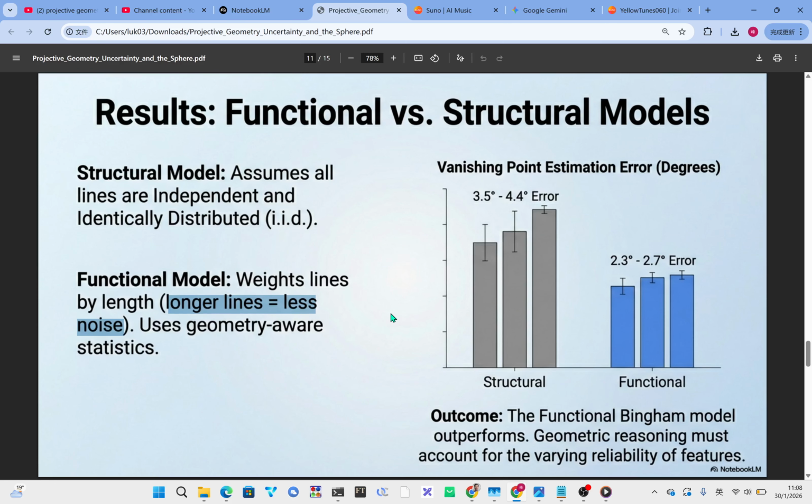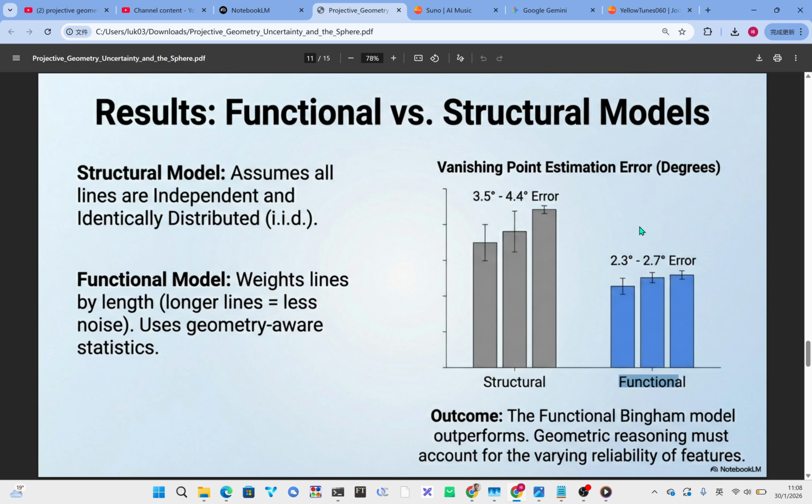And because he was using Bingham's distribution, he could bake that trust directly into the math. The result: he got the orientation of these buildings correct to within 2.3 to 2.7 degrees. For 1993, that feels incredibly precise. It's construction grade. It proved that respecting the geometry pays off in accuracy. It showed that the functional model was vastly superior simply because it handled the uncertainty better.